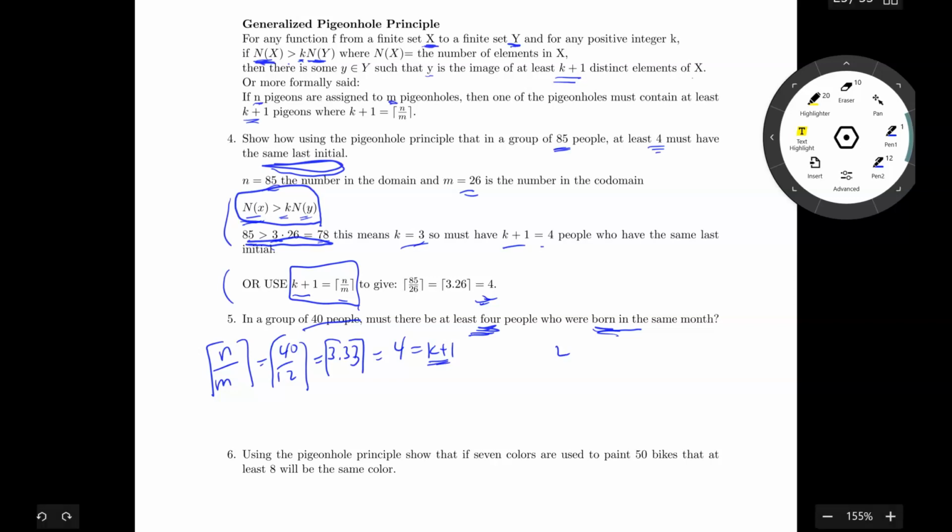You could also think of this as 40 is bigger than k times 12 months, right? And what does k have to be? k has to be 3, so k plus 1 is 4. So there are 4 people that have birthdays in the same month, because if I put 3 in each, it's still smaller than the 40.